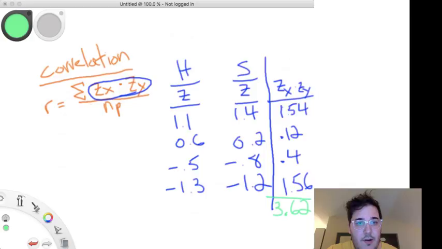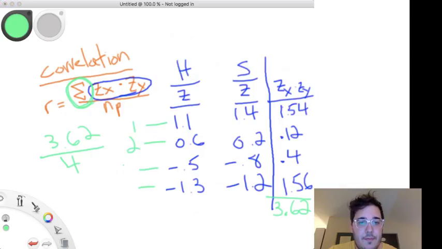So that's this part. You've now added them all up. And then you divide by the number of pairs. So 3.62 divided by the number of pairs, which is 4, right? 1, 2, 3, 4. So that divided by 4 gives you an R. This equals an R of 0.905, which you would round to 0.91.